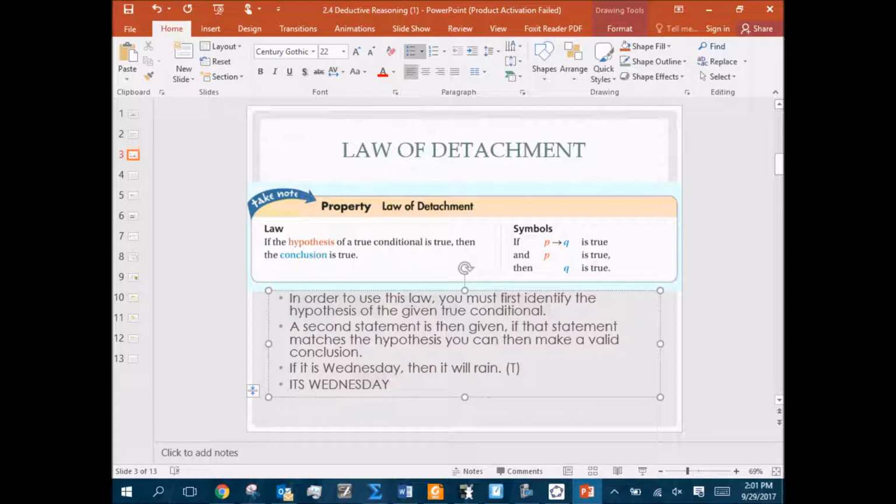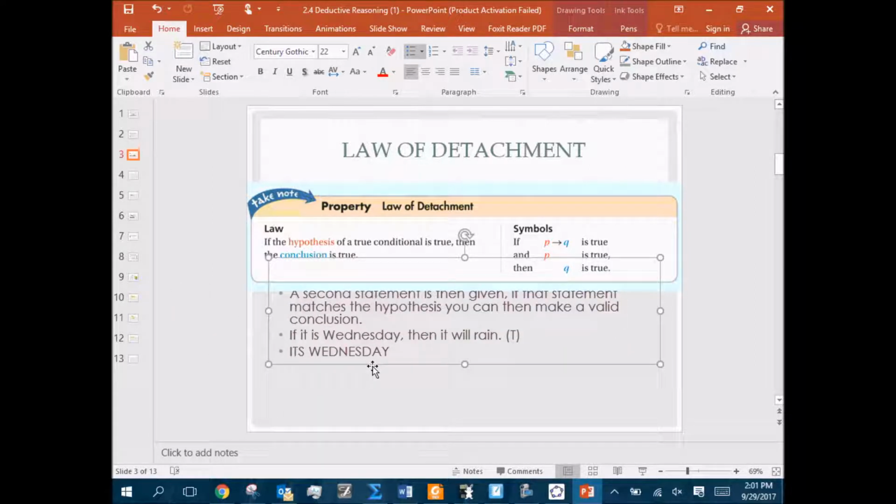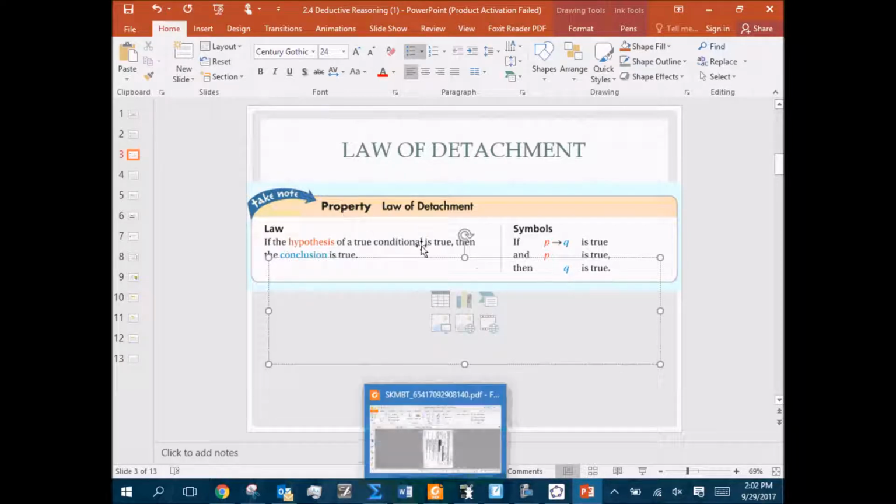I give you a true conditional statement. And then I give you a second statement that matches your hypothesis. This statement here matches that hypothesis, right? If that happens, you can make a conclusion then. You can come up with the fact that it will rain. Okay? So let's say this. Let's say I give you... Seems easy.